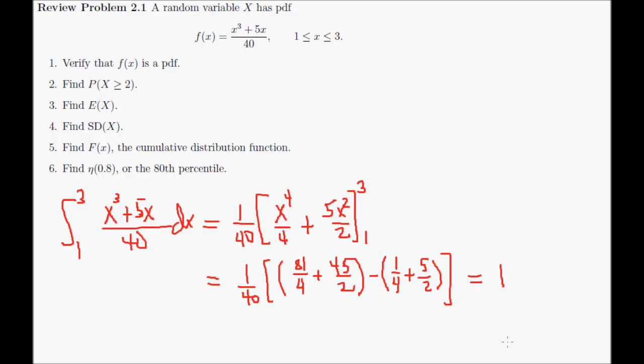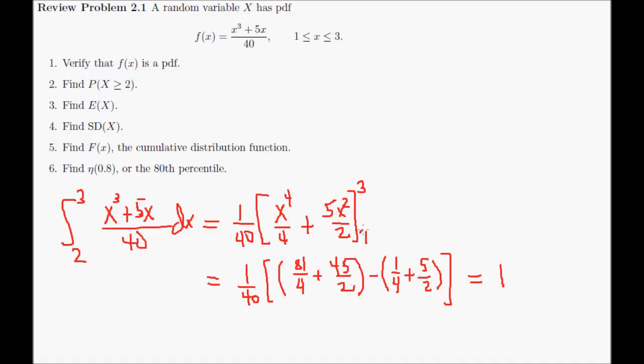For problem number 2, find the probability that x is greater than or equal to 2. Well, in this case, if we didn't have this constraint, we would integrate from 2 to plus infinity, where x is greater than or equal to 2. However, because of this constraint, I don't integrate from 2 to plus infinity. Instead, I integrate between 2 and 3. So the calculation will be actually fairly similar to what we just did. I will not be integrating between 1 and 3. Instead, I will be integrating between 2 and 3.